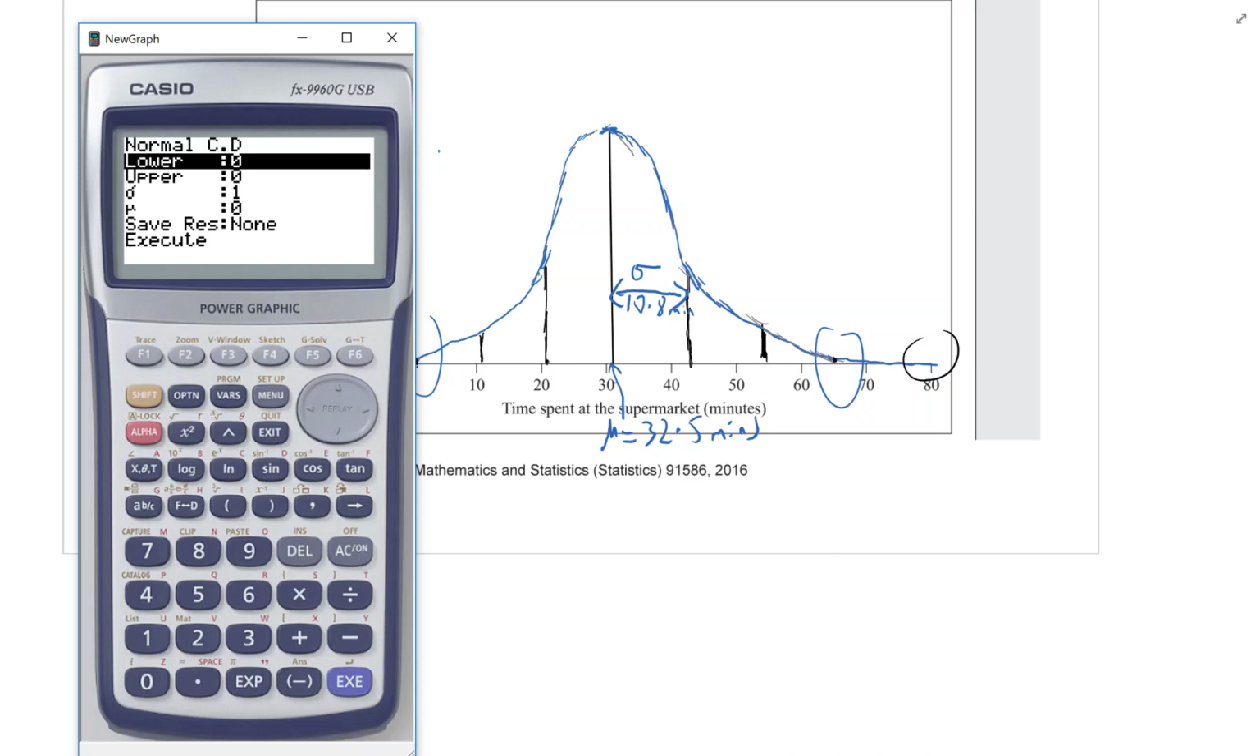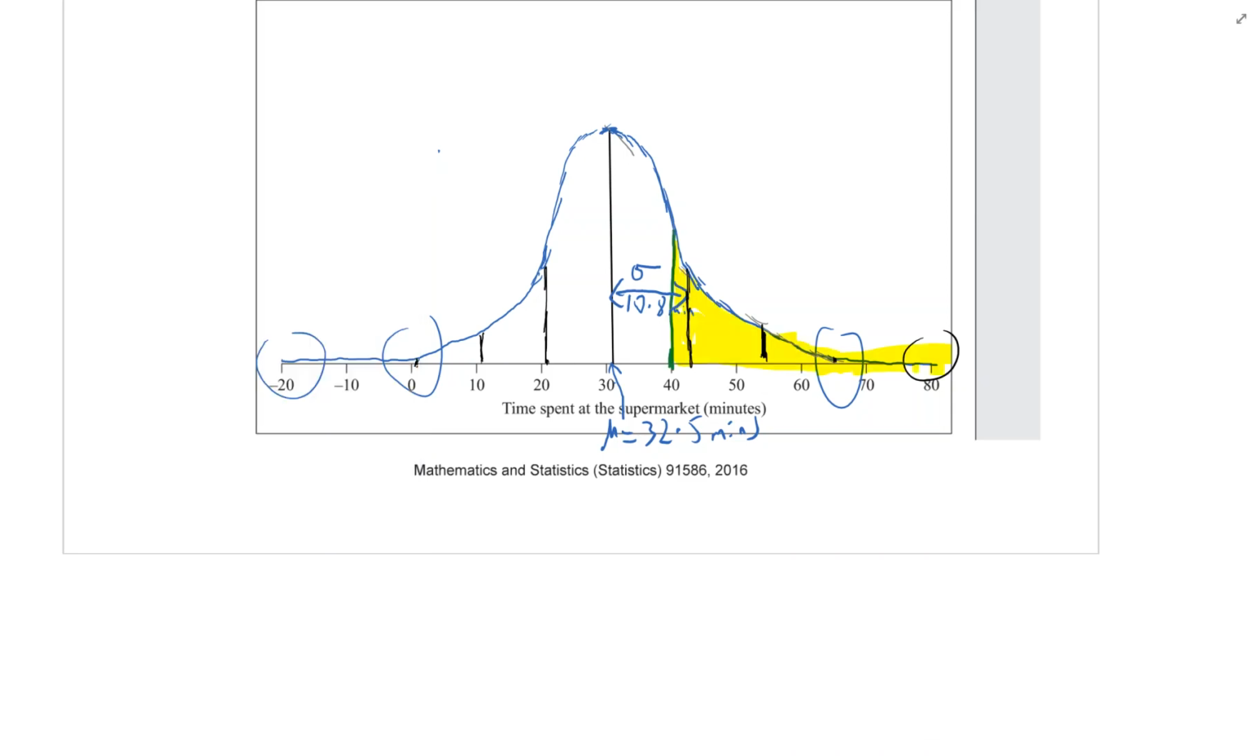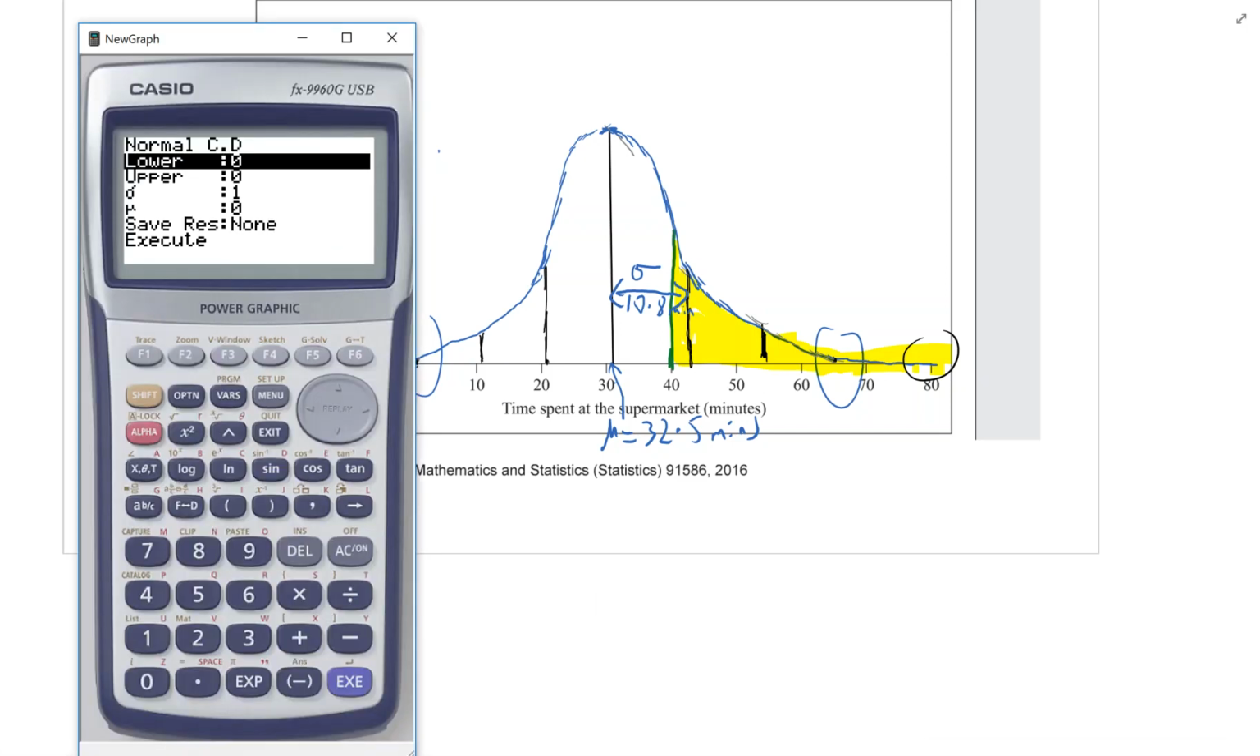The lower bound is 40, and so we should always shade what we're trying to find out. And because in theory the normal distribution actually has no upper limit, that means that we put for our upper value just a really big number, because our calculator obviously can't put infinity in, and it won't matter once we've got a really big number. As you can see, that curve gets so close to 0 that it doesn't really matter if I put another 9 now or not. I'm going to get the same answer. Standard deviation, what was it? It was 10.8. We were told that in the question. And the mean was 32.5 minutes. And execute. And the answer is 0.2437.